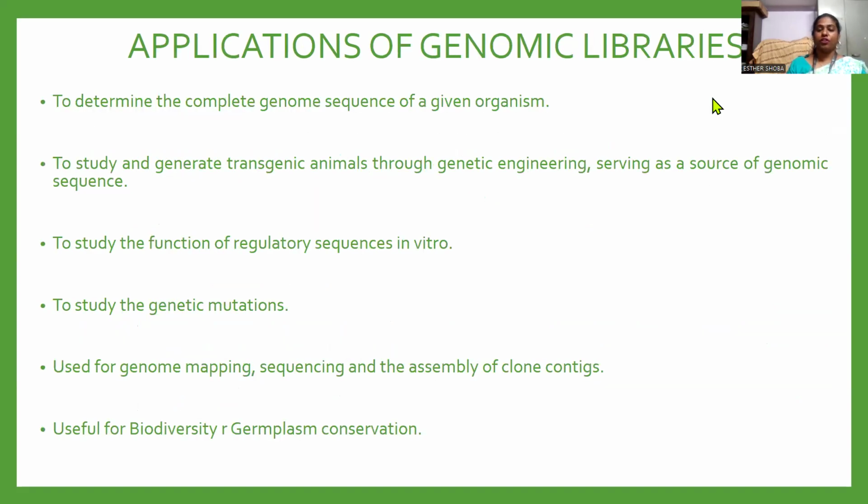However, the application of genomic libraries is very important because they determine the complete genome sequence of a given organism. They help in the study and generation of transgenic animals. They help in the study of the function of regulatory sequences in vitro. They help in the study of genetic mutations. They are used for genome mapping, sequencing, and assembly of clone contigs, and they are useful for biodiversity and germplasm conservation.